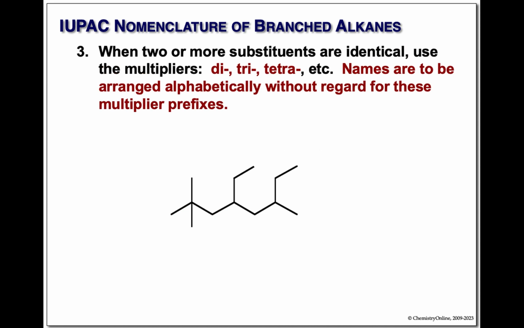In this one, we're going to have multiple groups attached. So first thing, let's figure out our longest chain. 1, 2, 3, 4, 5, 6, 7. 1, 2, 3, 4, 5, 6, 7, 8. I think 8 wins. If this is carbon 1, it would be closest to the first substituents, wouldn't it? So we're going to define this as our parent.